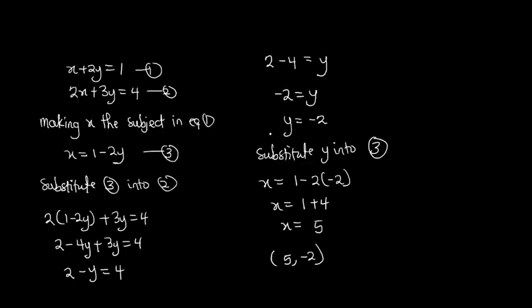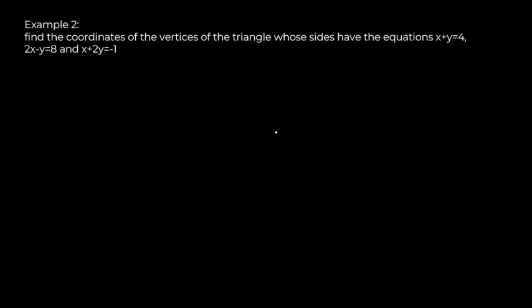Alright, so let's go ahead and look at another example. We are to find the coordinate of the vertices of the triangle whose side have the equation x plus y is equal to 4, 2x minus y is equal to 8, and x plus 2y is equal to negative 1. So let's go ahead and look at how to solve this problem. So let's write down our solution.